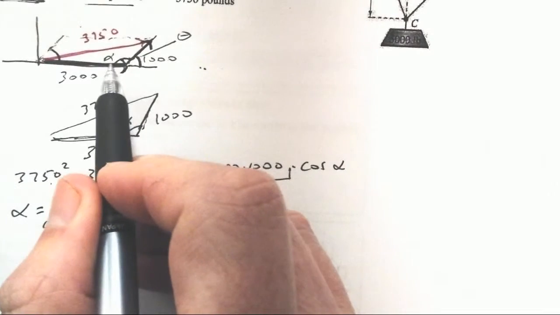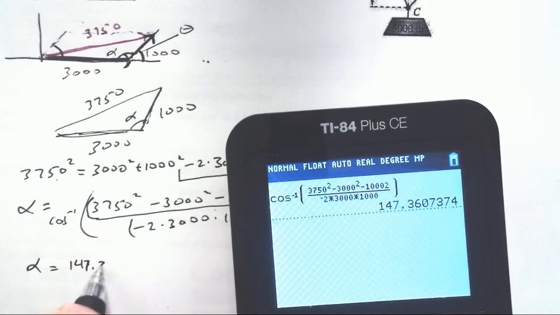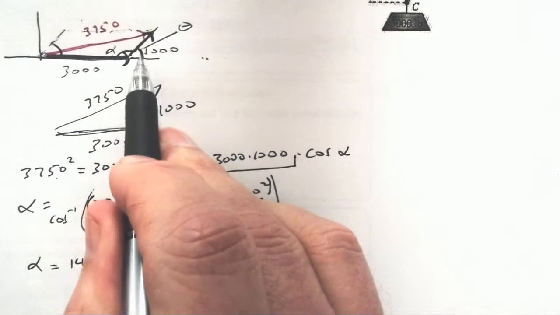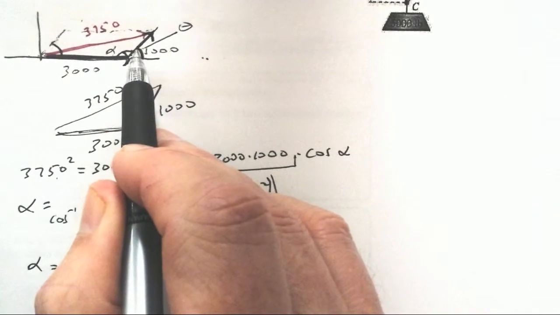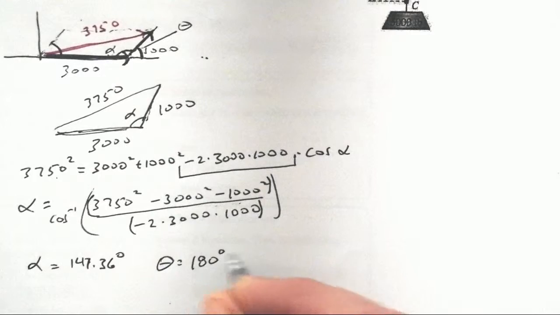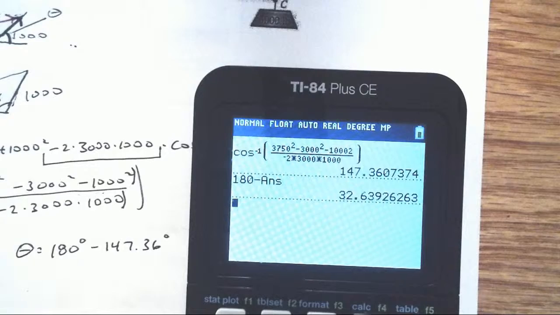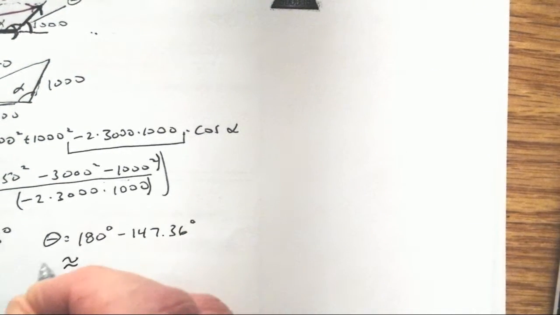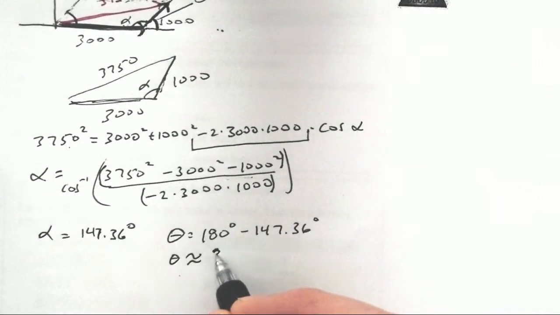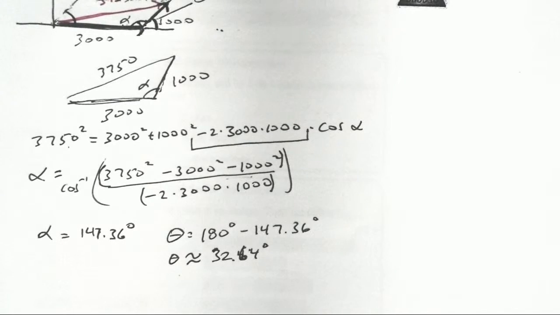Now don't forget, that is phi. So I've got phi is 147.36 degrees, but theta, what we really want, this angle, is supplementary with phi. So we really want theta equals 180 degrees minus 147.36 degrees. So let's go 180 minus our answer, 32.64. So theta is approximately 32.64 degrees. And there we go.